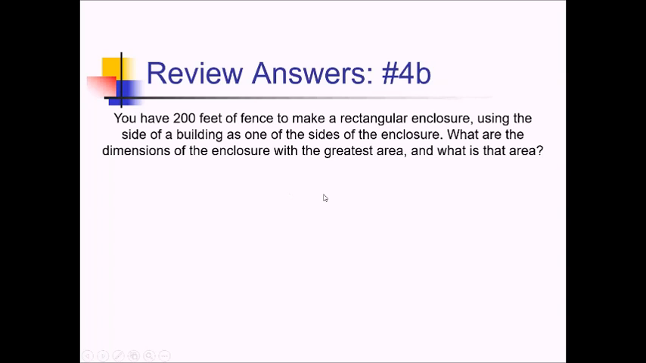For this problem, we have 200 feet of fencing to make a rectangular enclosure, and we're using the side of a building as one of the sides of the enclosure. We want the dimensions of that enclosure that give us the greatest area, and also what that area actually is. So it's a good idea with these area problems to start with a picture. In this case, it's an easy one, just a rectangle.